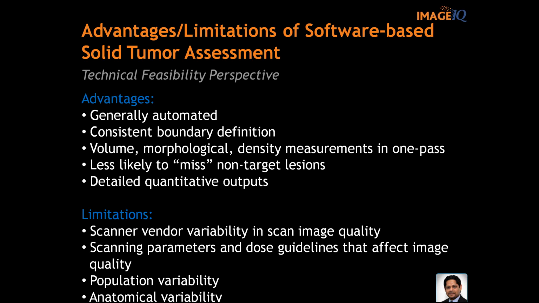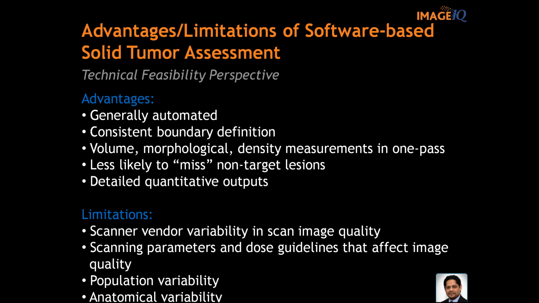Some of the limitations are that scanner vendor variability can change across sites and within themselves. The scanning protocols and parameters can affect image quality, so you need to control for those. One of the biggest things is population variability. It's not hard to write software that can segment tumors in one case. Getting it to work for all the patients that you might encounter is much harder. You've got so much variability within patients, and some of that you can actually control in a clinical trial because you have specific inclusion and exclusion criteria. But for clinical practice, that's harder to do.